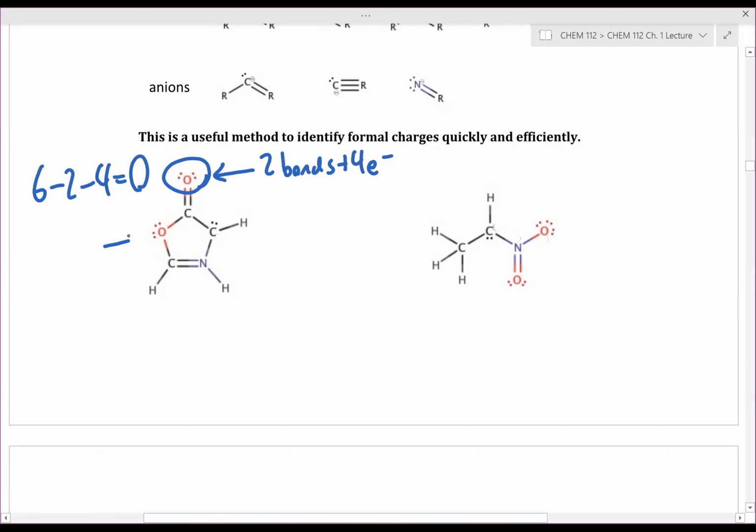So looking at this next oxygen in this structure, what is the formal charge of this oxygen with 2 bonds and 4 lone pair electrons? What's the formal charge? 0. Exactly.